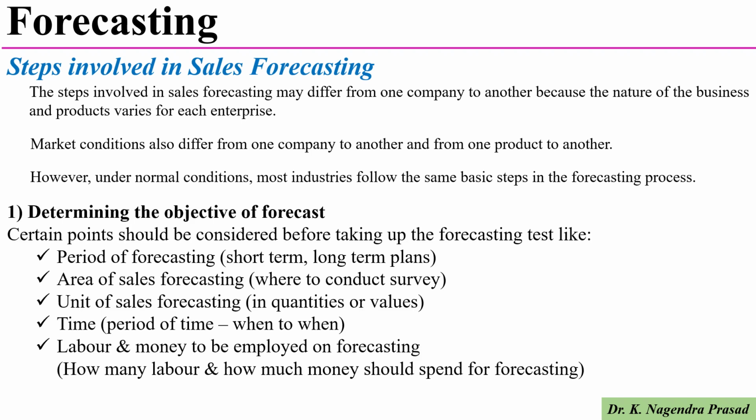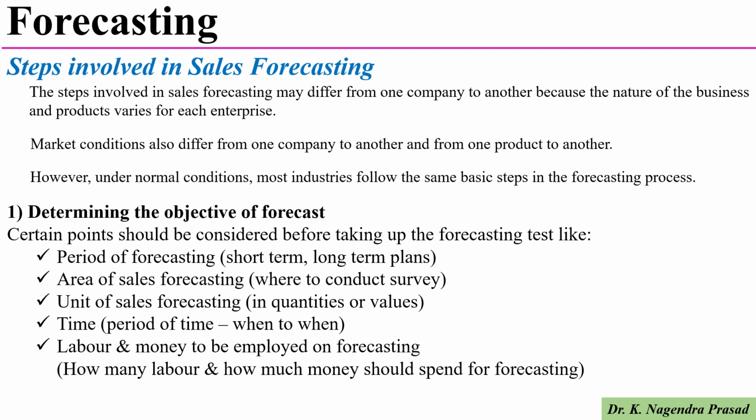So the first step is determining the objective of forecasting. In this regard, certain points should be considered before taking up the forecasting task, like the period of forecasting, which means a short-term plan or maybe a long-term plan, and the area of sales forecasting, which means where we have to conduct the survey. And the next one is the unit of sales forecasting, which means we have to consider the sales in quantities or maybe values.